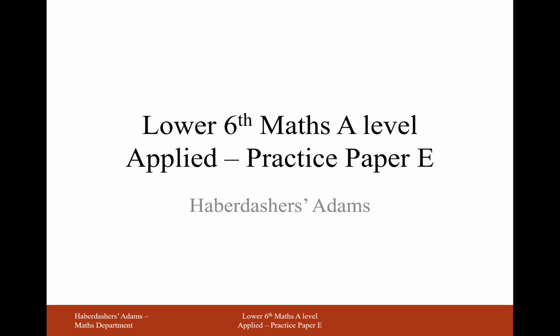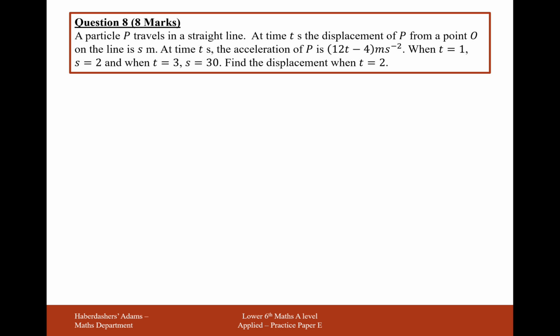This is the Applied Practice Paper E. Here we're working on question 8. A particle P is travelling in a straight line. At a time t seconds, the displacement of P from a point O on the line is s meters. At time t seconds, the acceleration of P is 12t minus 4. So a equals 12t minus 4. When t equals 1, s equals 2, and when t equals 3, s equals 30. Find the displacement when t equals 2.